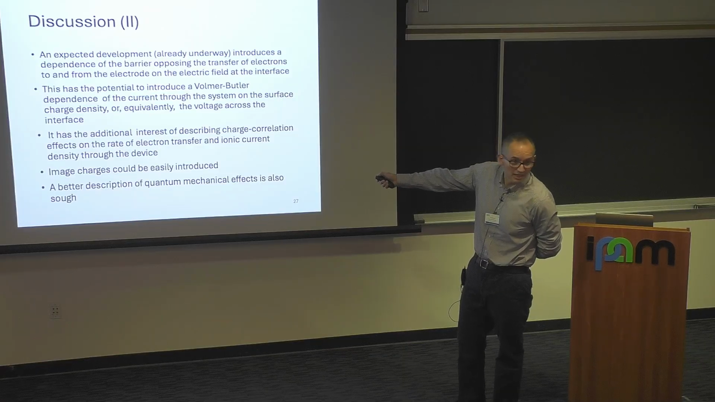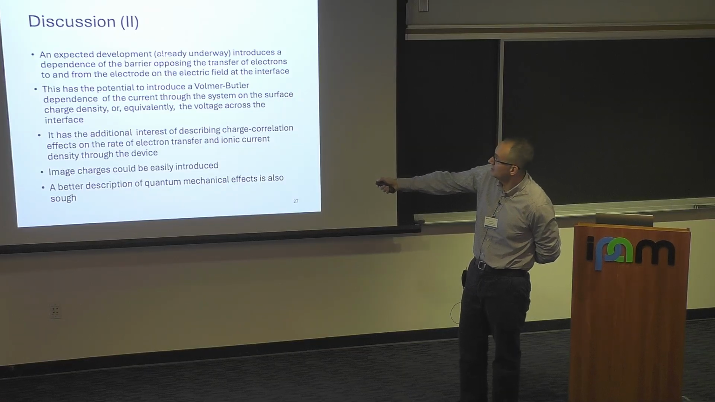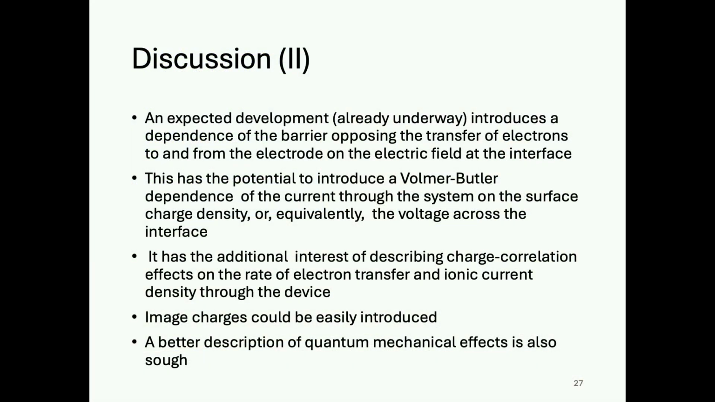This is really underway. I can show you very preliminary results of this: what is the effect of having the electron transfer rate dependent on the local electric field? And as I said, and I will show preliminary results, this has the potential to reproduce the behavior expected from the Volmer-Butler equation.